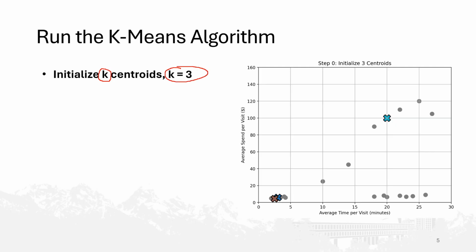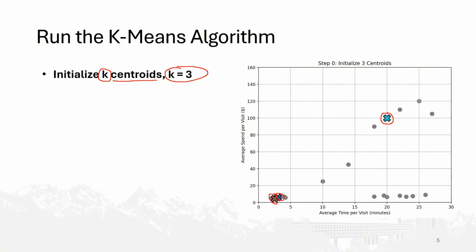We want to group the users into 3 groups. Then initially, we need to initialize our 3 centroids here. So what does that mean? We can randomly place the centroids. Let's say we place one centroid for cluster 1, another centroid here for cluster 2, another centroid here for cluster 3.